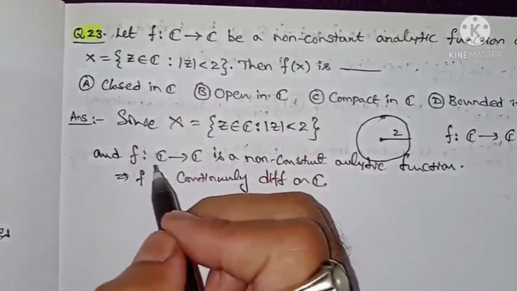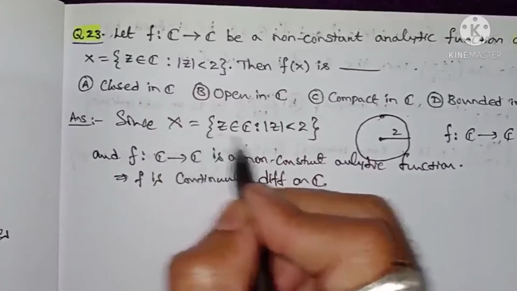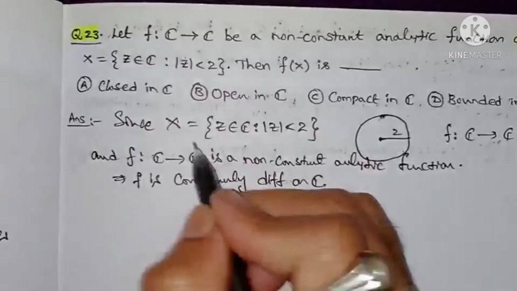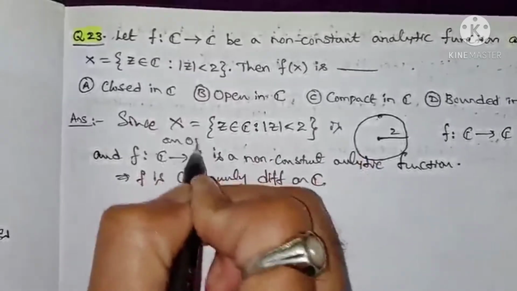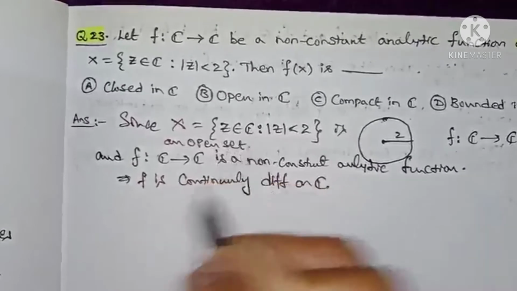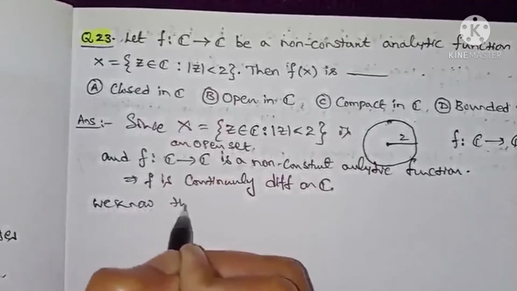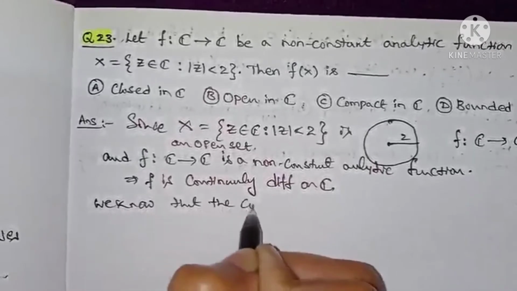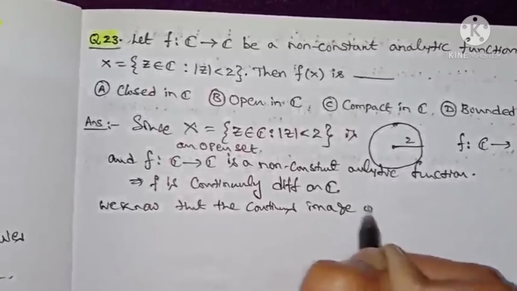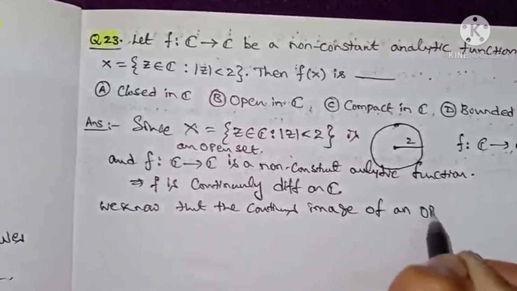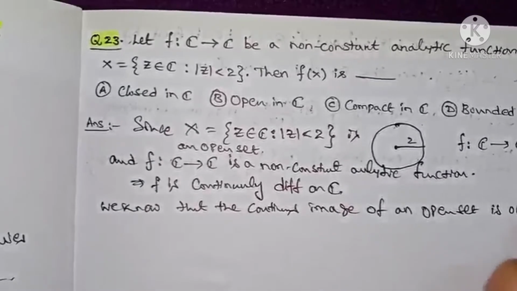We know that a continuous image of an open set is open, and clearly here given that X is an open set. Okay, we know that the continuous image of an open set is open.